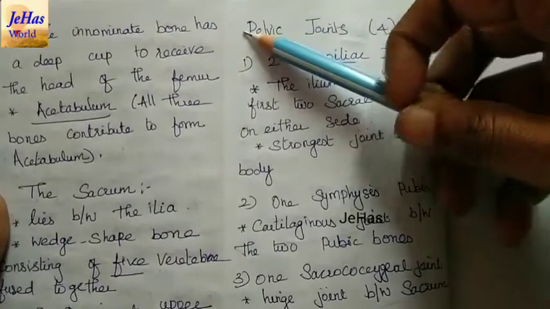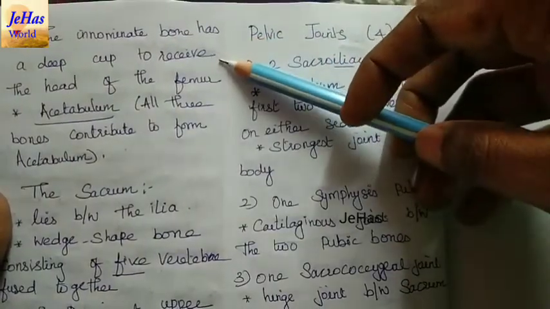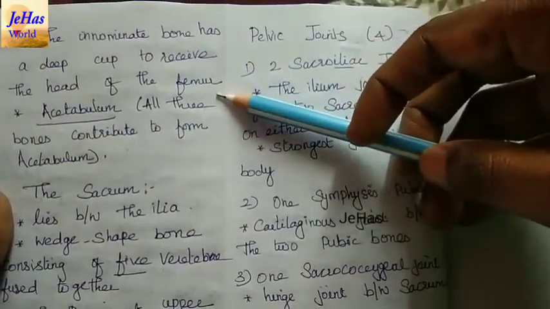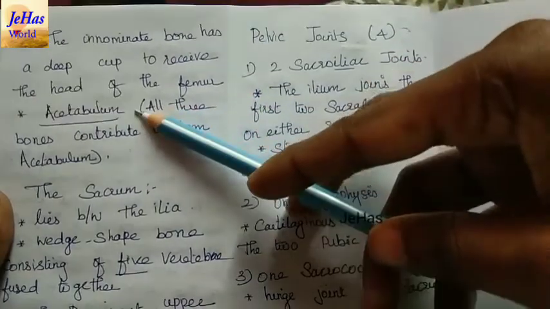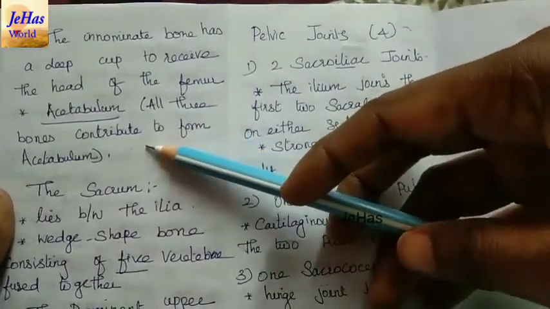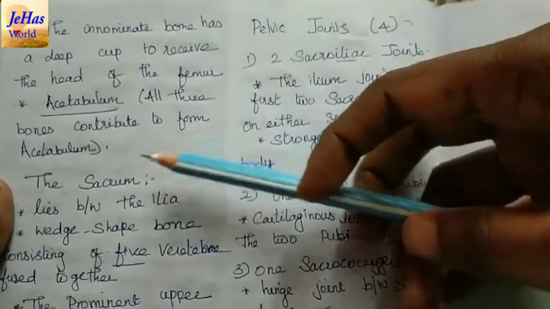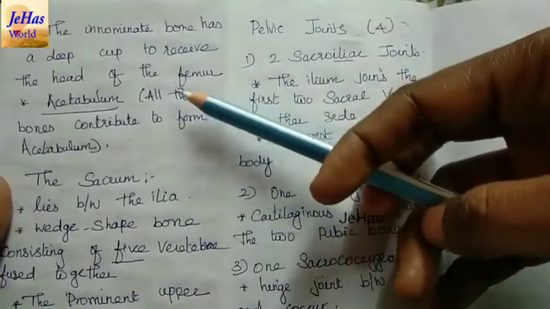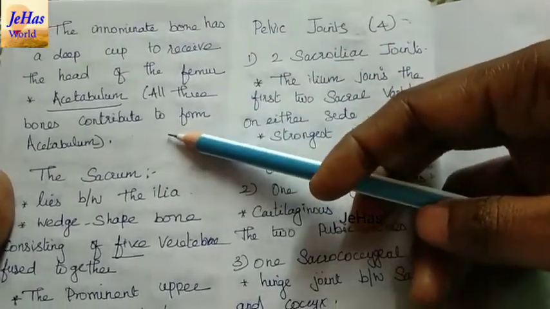The innominate bone has a deep cup to receive the head of the femur. It is termed as acetabulum. All three bones contribute to form the acetabulum, that is ilium, ischium and pubic bone.